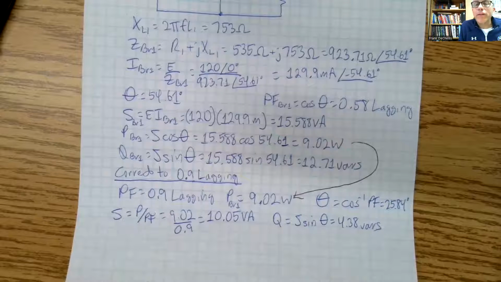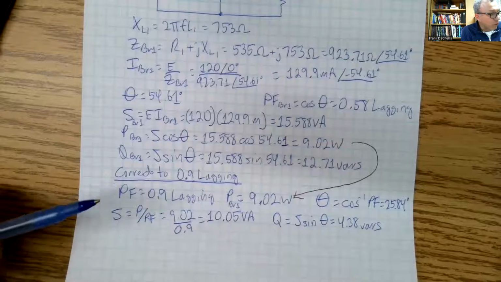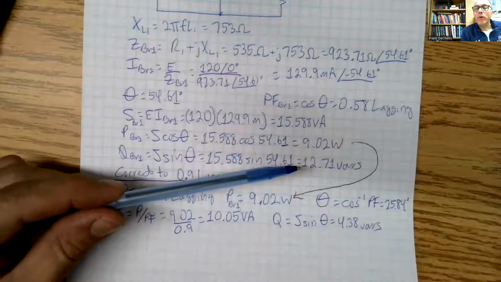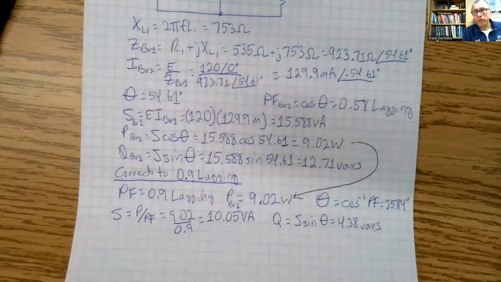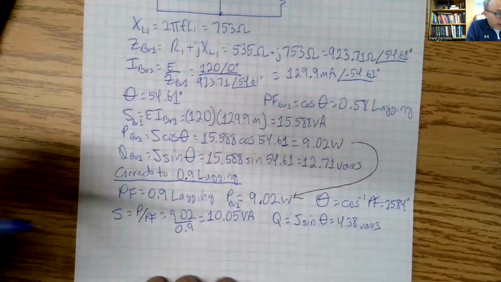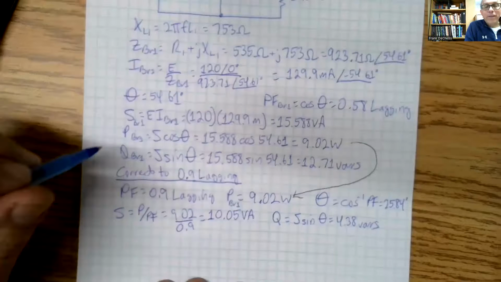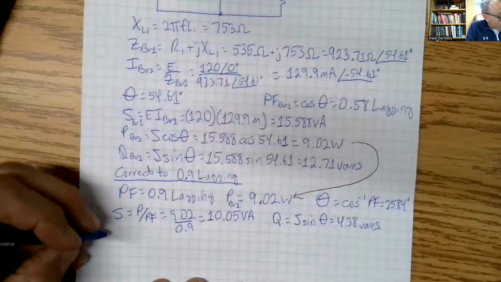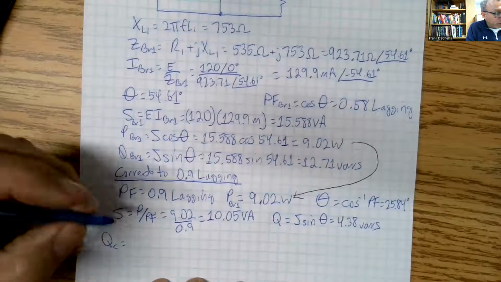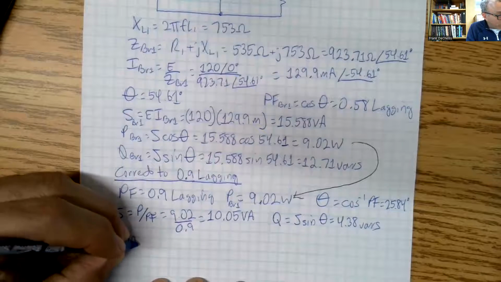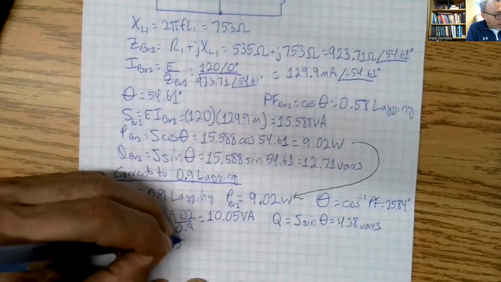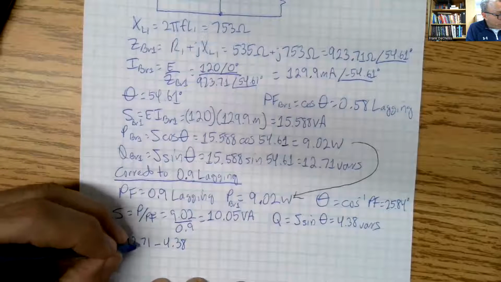So what we need now is a capacitor. We need a capacitor that is going to decrease our total reactive power of this branch from 12.71 VARs down to 4.38 VARs. So we need a capacitor that will result in that reactive power. So the reactive power of our capacitor, QC, would be equal to 12.71 minus 4.38.